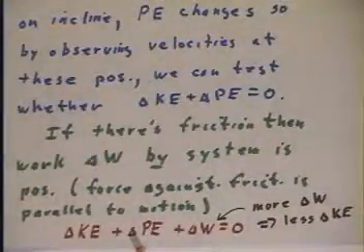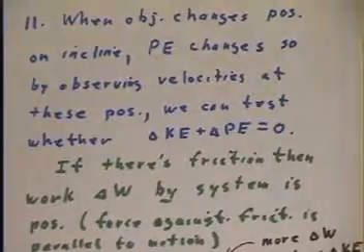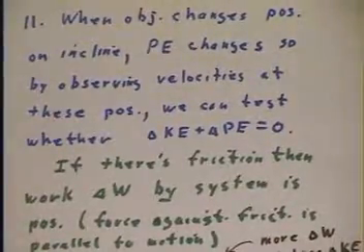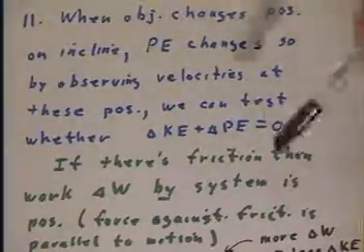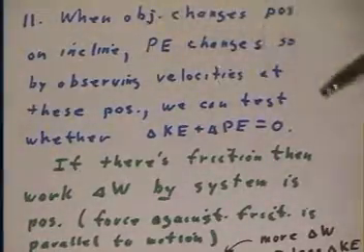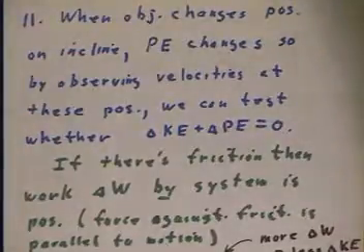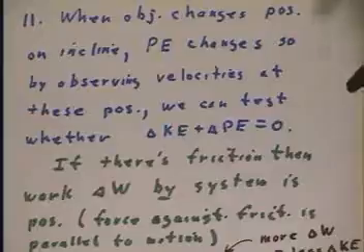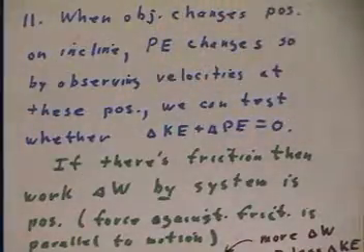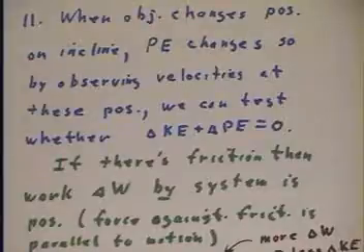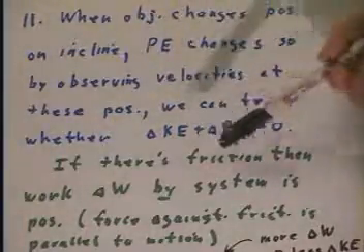Still in the context of an incline, how do we observe changes of potential and kinetic energies on an incline? Well, when an object changes its position on an incline, goes either up or down, its potential energy changes, either increases or decreases, depending whether we go up or down. We can measure that by observing the velocities at the two positions. Well, we can measure the kinetic energy change at the two positions.